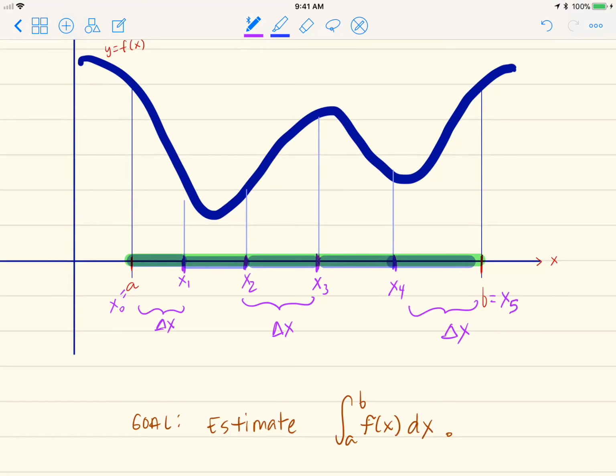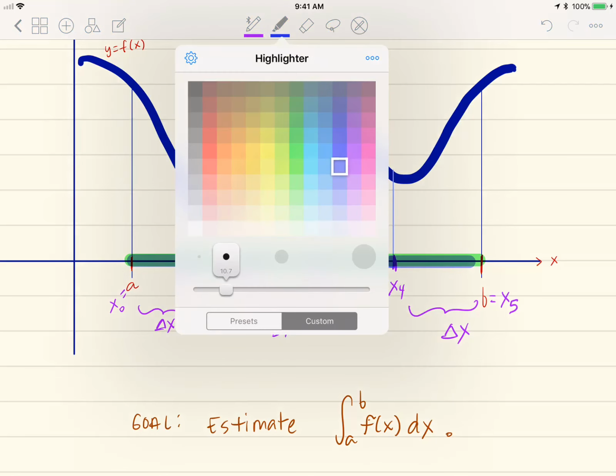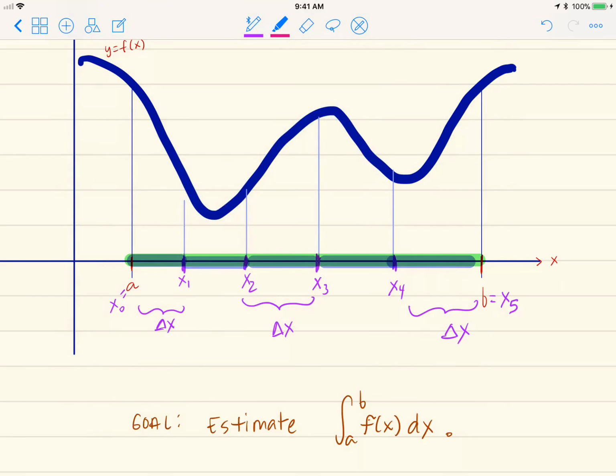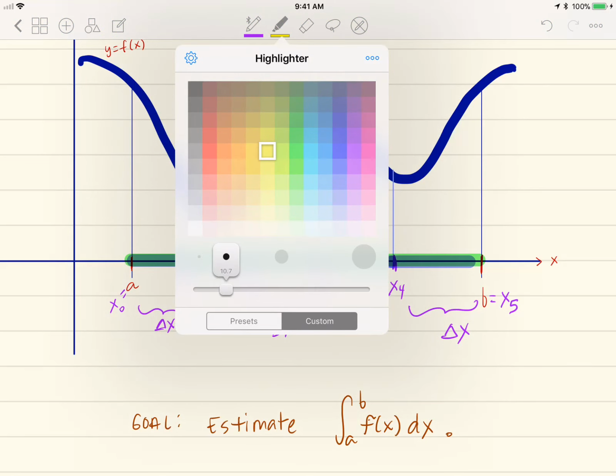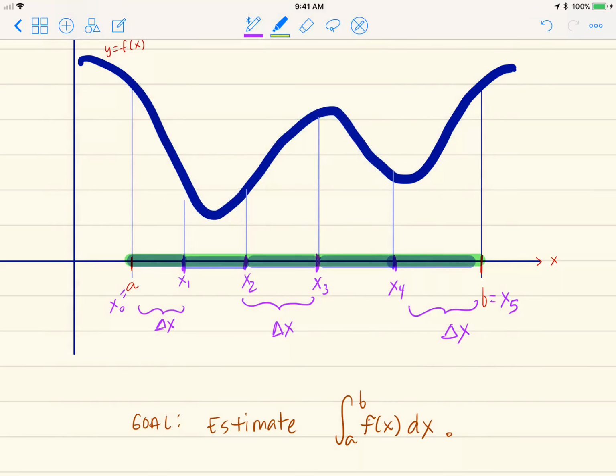So now again, let's refocus on our goal, which is to estimate this integral. Now that we have our subintervals, here's what we're going to do. We're going to form trapezoids. Remember, let me show you what we did with the midpoint rule. With the midpoint rule, we said, let's go to the middle of each sub-interval and then use that value as the height of our approximating rectangle.